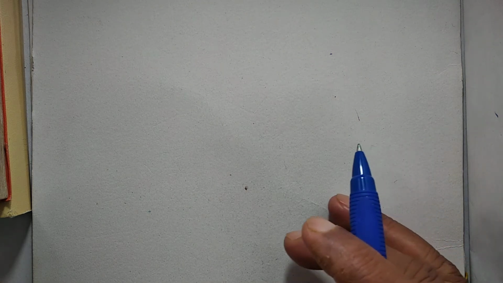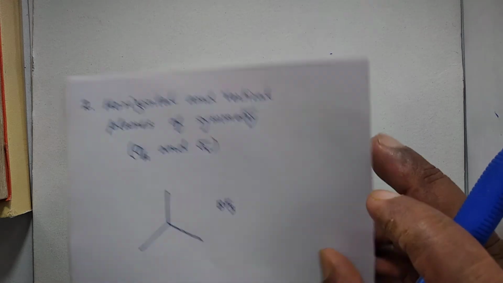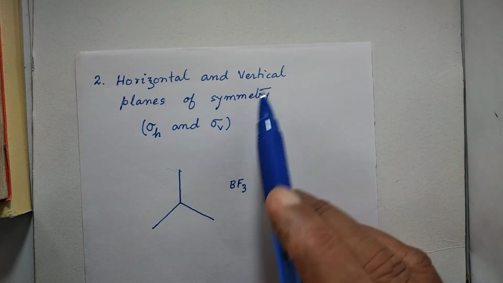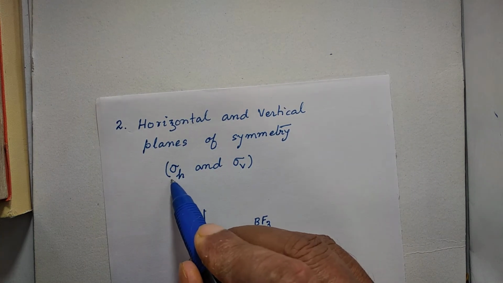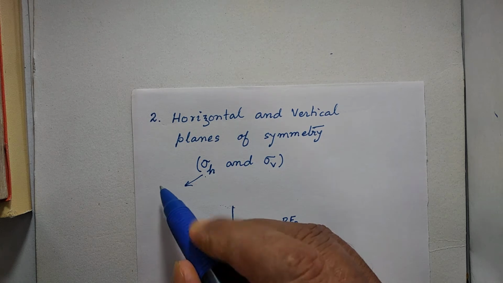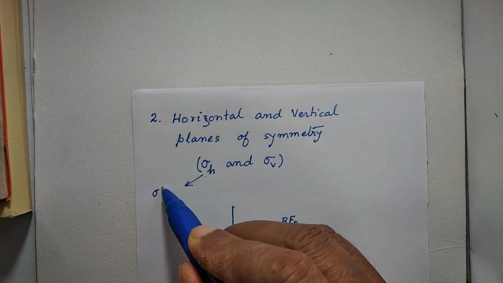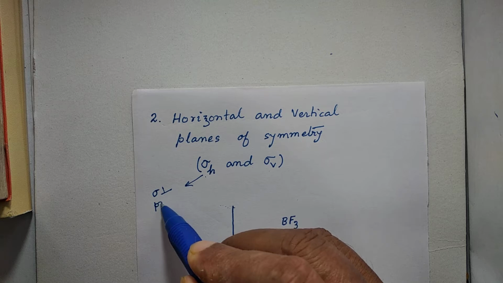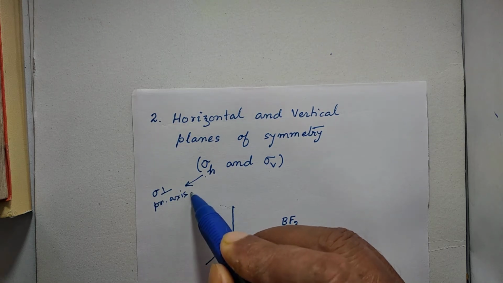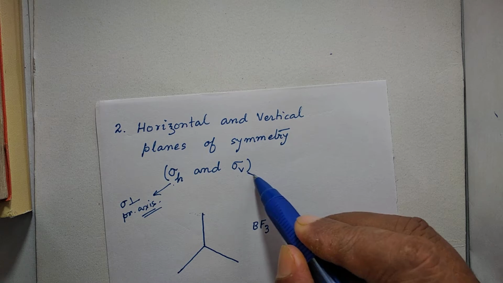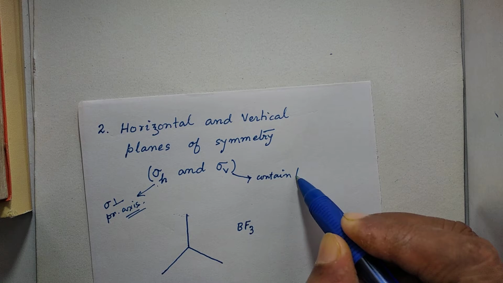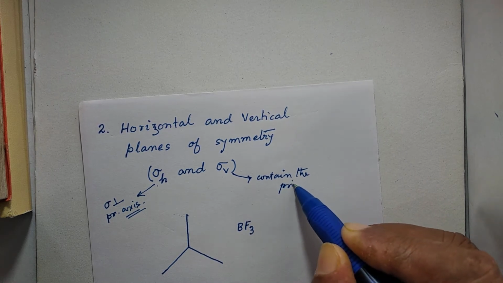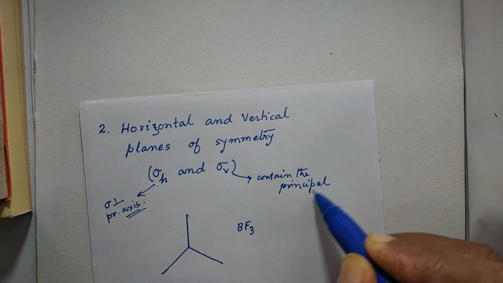Our next item is horizontal and vertical planes of symmetry, sigma H and sigma V. Horizontal planes are those planes of symmetry which are perpendicular to the principal axis. And vertical planes are those which contain the principal axis.